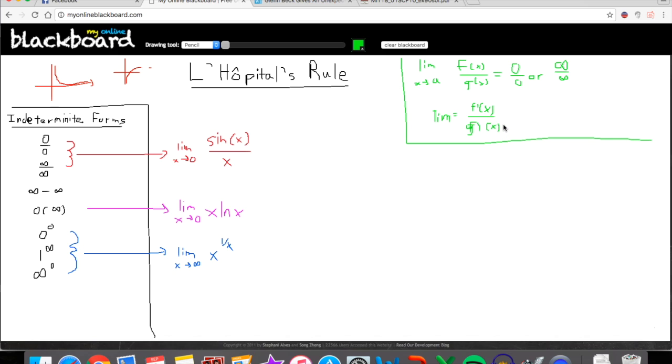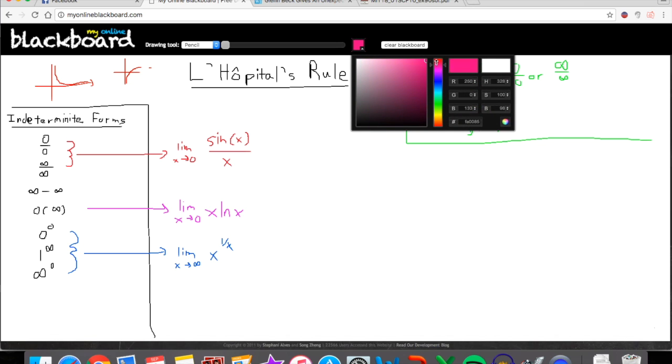And then you're going to have to do this again. If you end up with 0 over 0 or infinity over infinity, then you can do this again and you'll apply it as a second derivative, a double prime, and so on, so forth, until you get an answer or you determine that the limit simply does not exist.